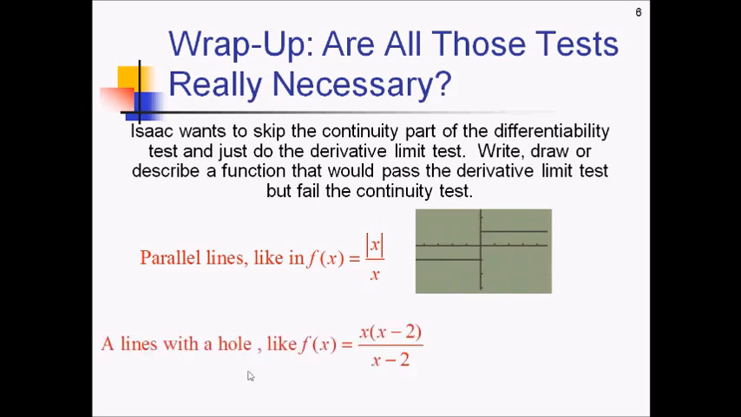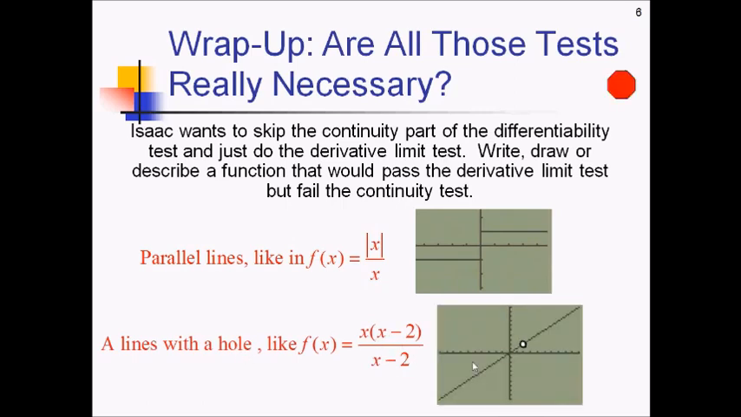Another neat little example is if you have a hole, like in this function right here, where if you graph this out, and I drew the hole in here, you have a hole, so you're not differentiable there. So you always have to check continuity before moving on to the slope limit test.